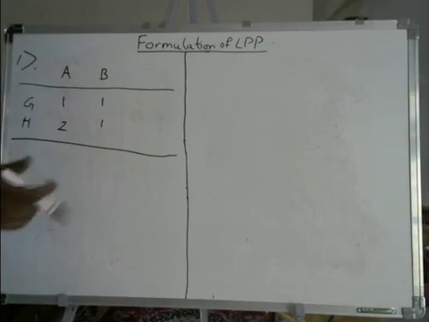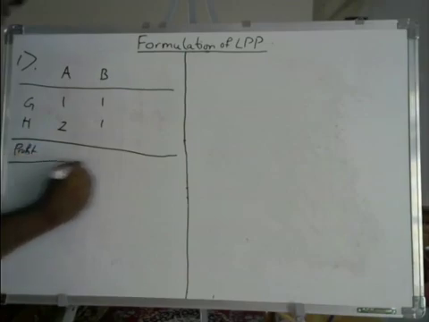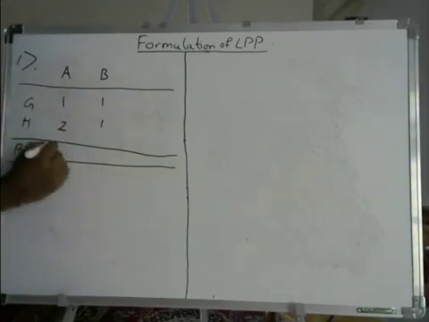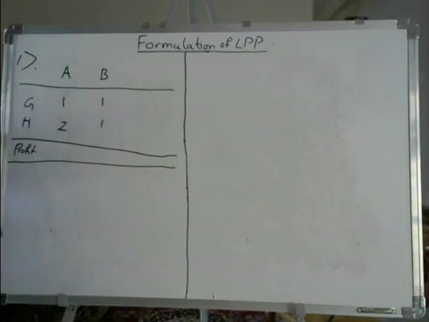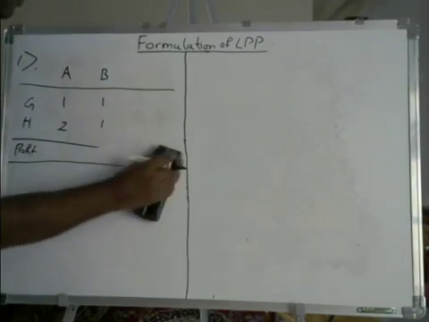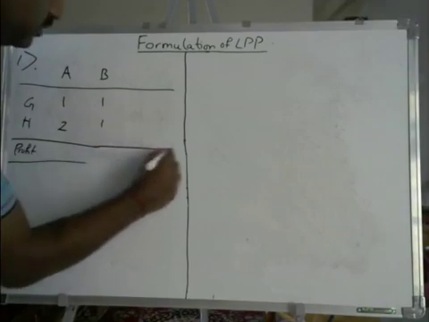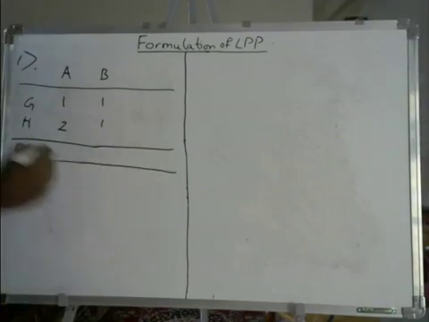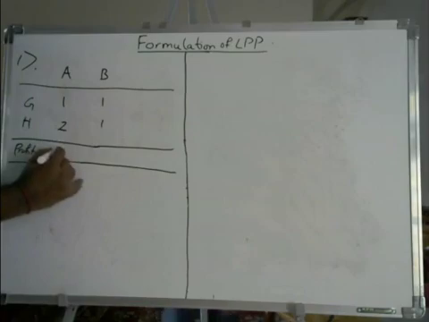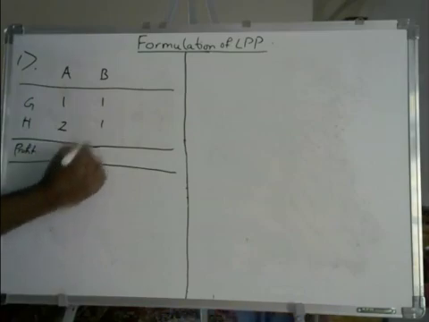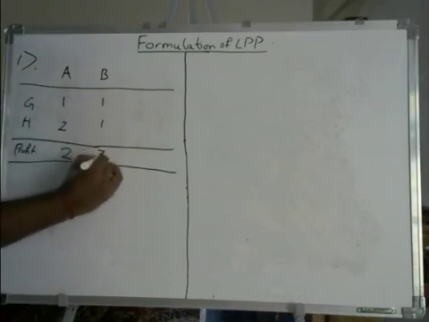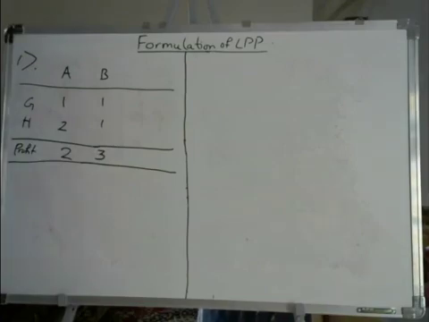These two products are sold in the market, and they have some profits. So if you sell them in the market, you will get the profits, and the profit on product A is rupees 2 and profit on product B is rupees 3.